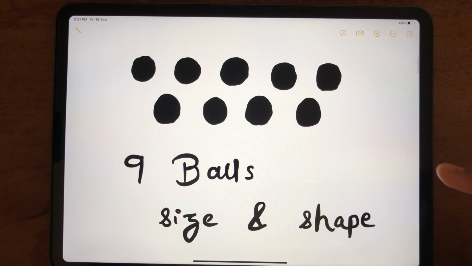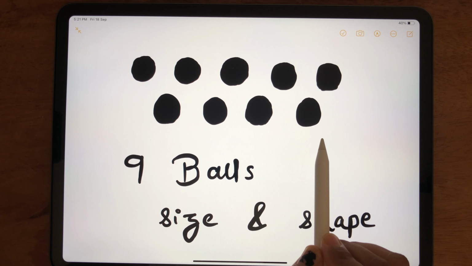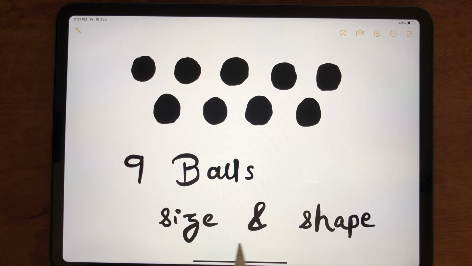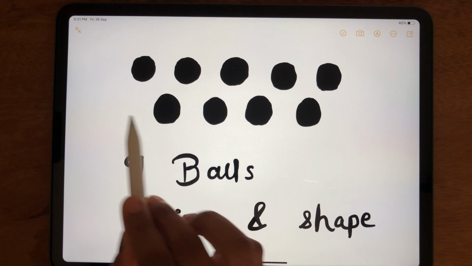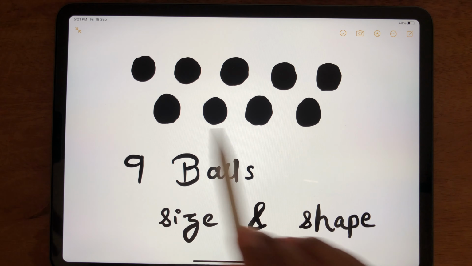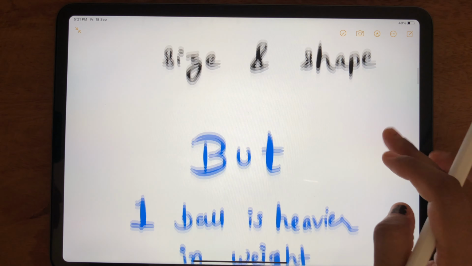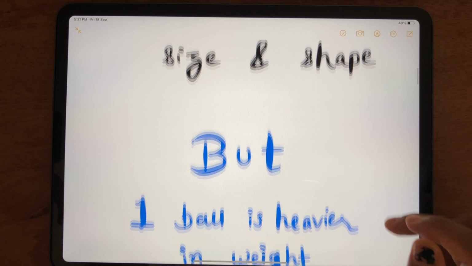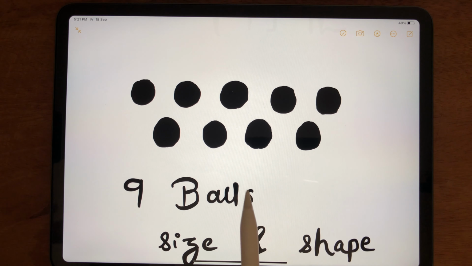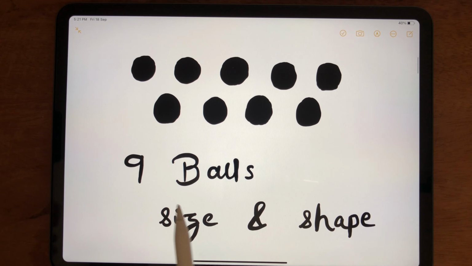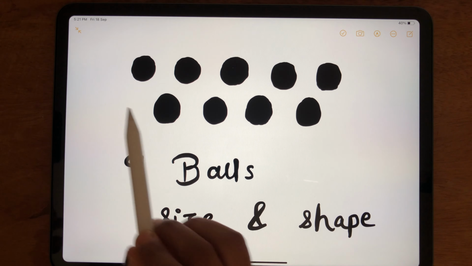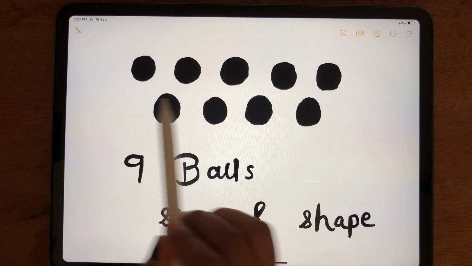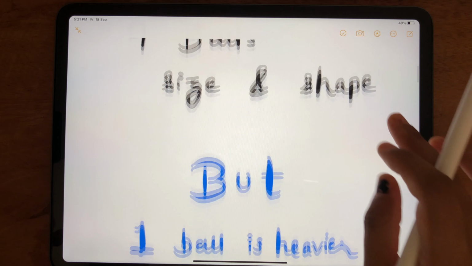In this video we will be looking at a puzzle. In this puzzle we have 9 balls. These 9 balls are of the same size and shape, so basically they look the same when we look at them. But one ball is heavier in weight than the other 8.